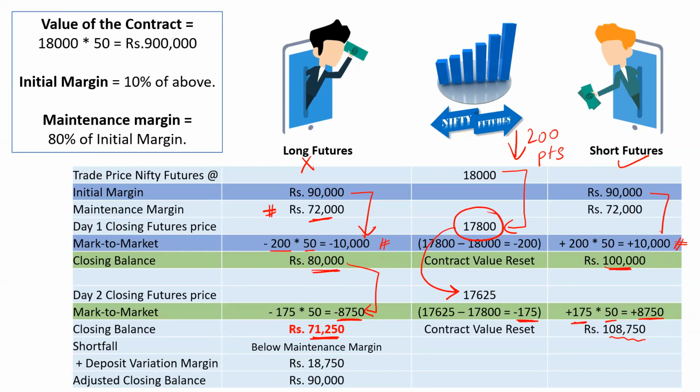He will receive a margin call from his broker and he has to deposit additional money, bring it back to the level of initial margin. So he will deposit 18,750 and bring his account back to the level of initial margin, which is 90,000. So this is a live case scenario in which if you're taking any position in the Nifty futures, this is how the mark to market adjustment is going to work.